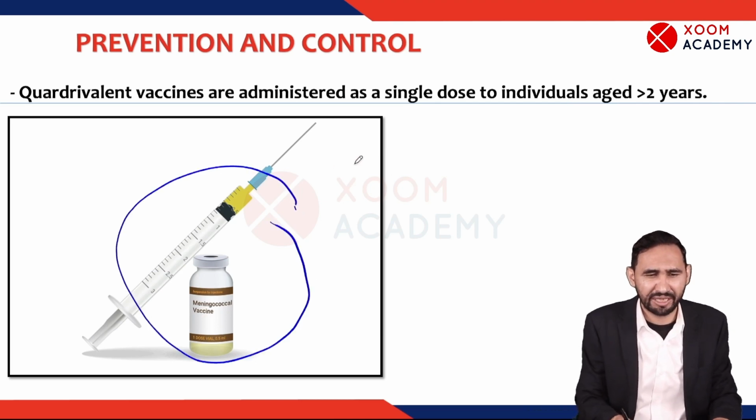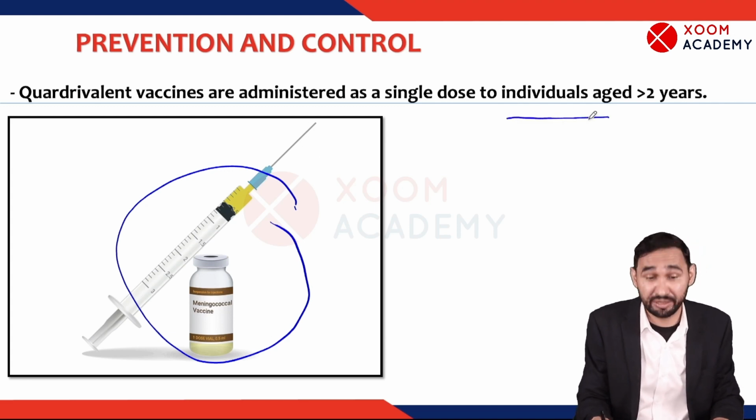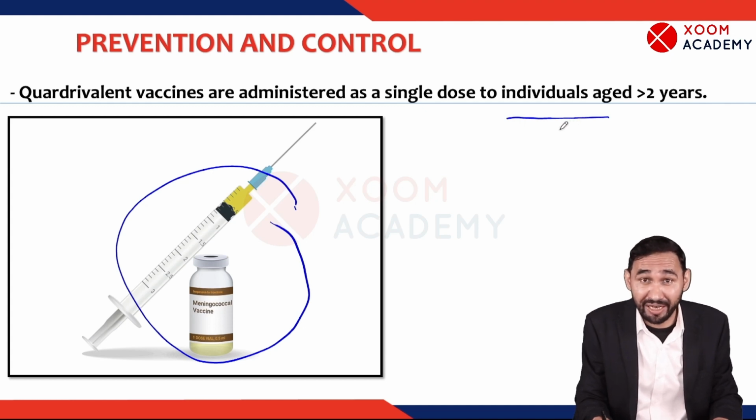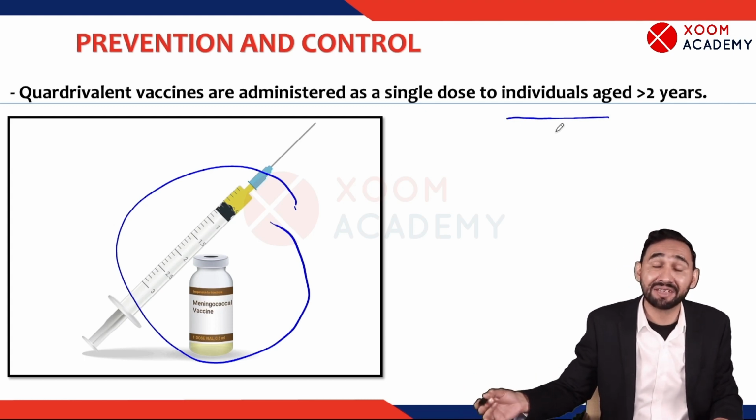Meningococcal meningitis vaccine. The quadrivalent vaccine should be administered in children less than 2 years. They should be given the vaccine. If there are outbreaks, if there are epidemics, everyone should be vaccinated against meningitis, because elders can play as carriers.